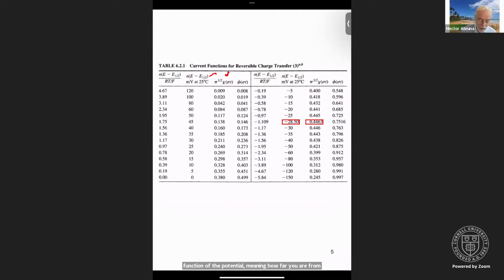And you can start way far away from that potential, 120 millivolts. The current function is essentially 0. As you get closer and closer, this current function gets bigger and bigger. And when you're at minus 28.5 millivolts from E1/2, that current function has a maximum value of 0.4463. This is an arbitrary number. It just happens to be the maximum of that function. Okay?